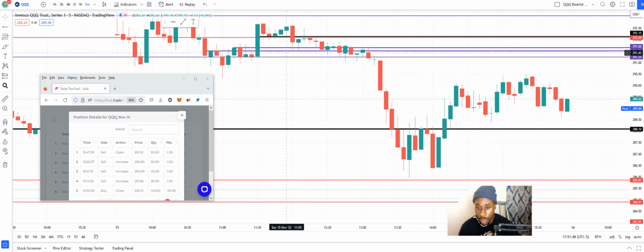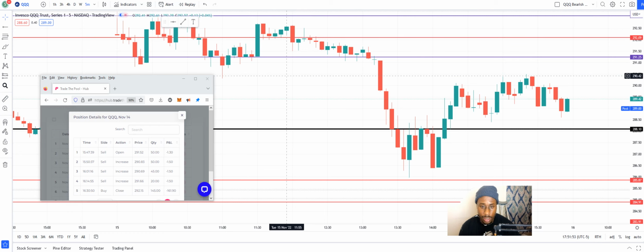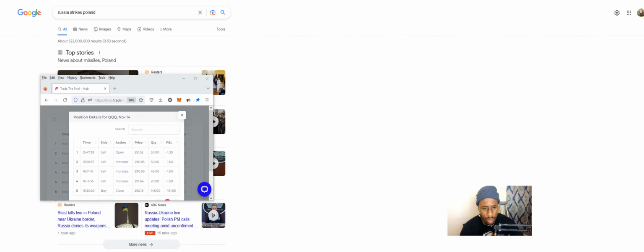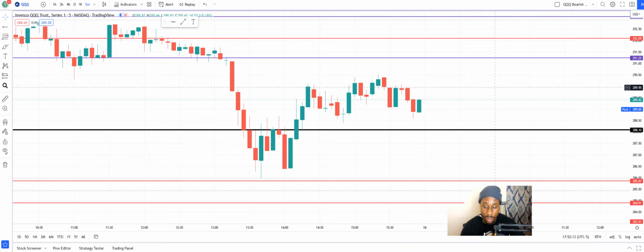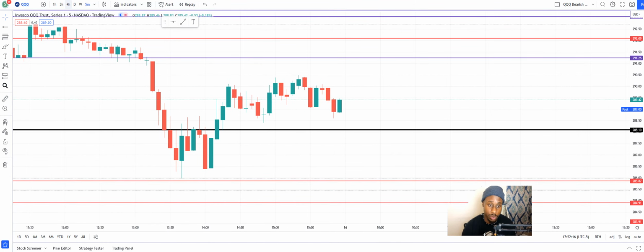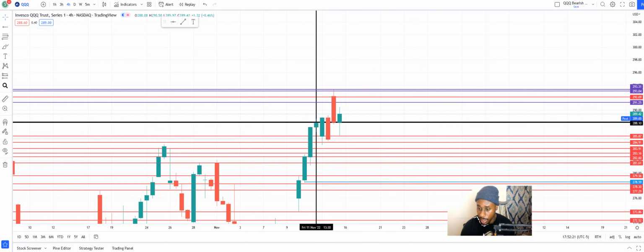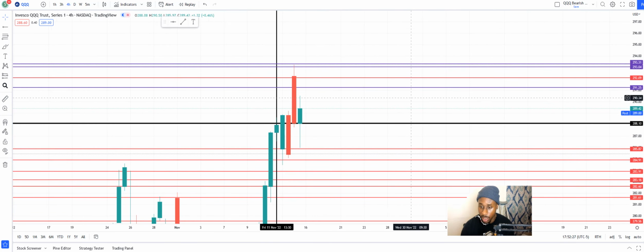I am seeing the charts much better. And that's basically what happened today. We have some negative news coming into the close, with Russian missiles crossing into Poland during a strike. Things like that might even affect the US market, and we'll see how that plays out tomorrow. More than likely, I'm going to take advantage of that opportunity tomorrow, and let's see how it does.